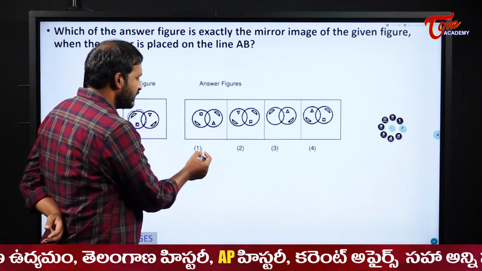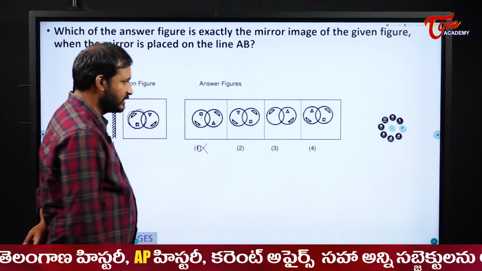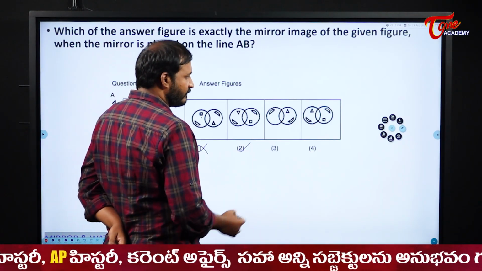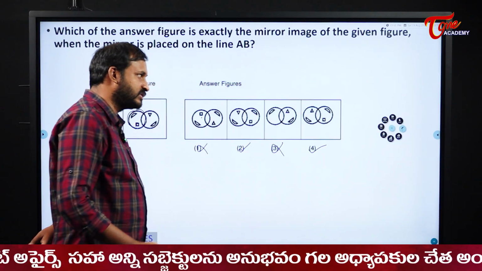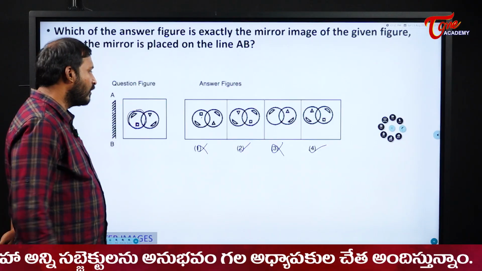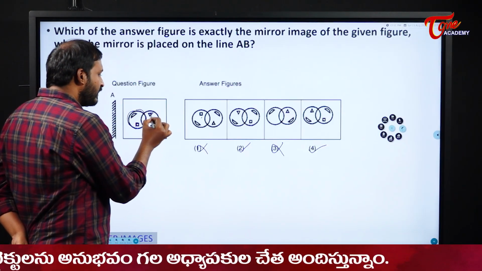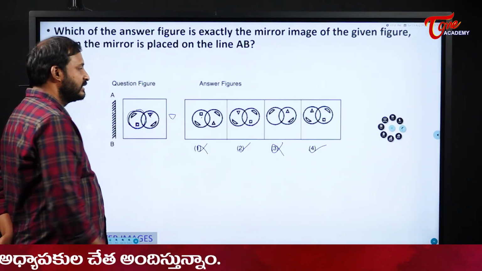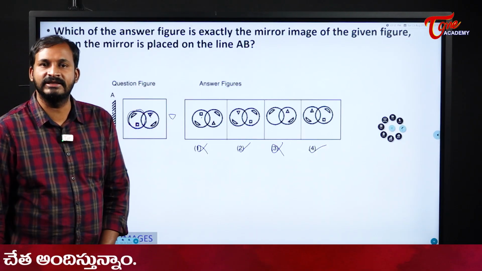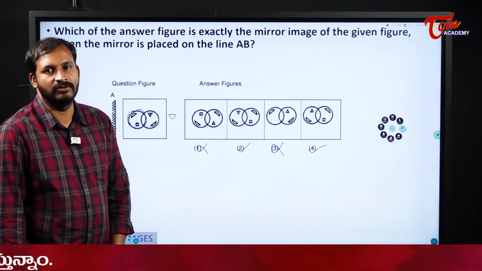See, here the square is still in the first circle, that is not my answer. Here the square is in the second circle, okay fine. Here there is no square at all, so that is deleted. Here there is a square. Okay, two chances are there for me here. Now, this inverted triangle will remain an inverted triangle only. There will be no difference.